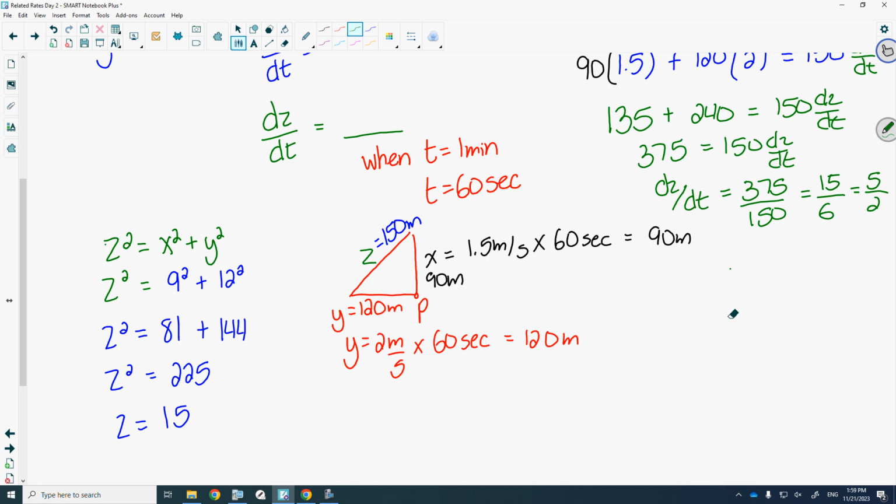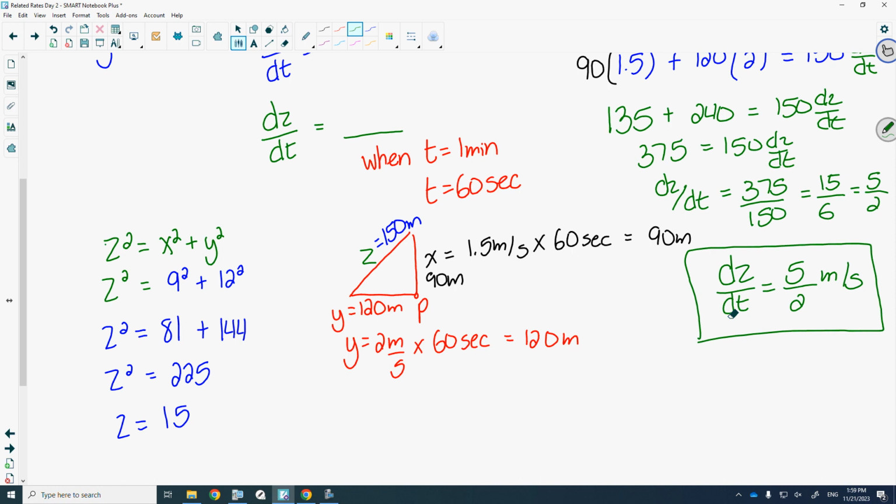So dz/dt is going to be 5 over 2 meters per second. So the rate at which the distance between the man and the woman is changing is 5 over 2, which is 2.5 meters every second. Or, as they walk away, they're walking away at a rate of 5 meters every 2 seconds. That's how the rate is changing. Okay? Those are your Pythagorean theorem questions.